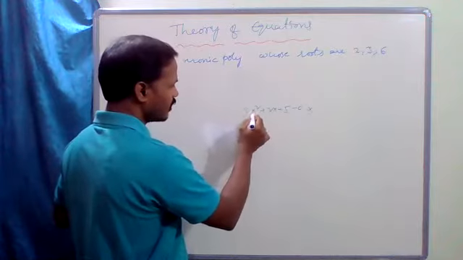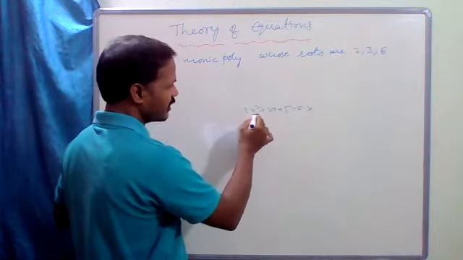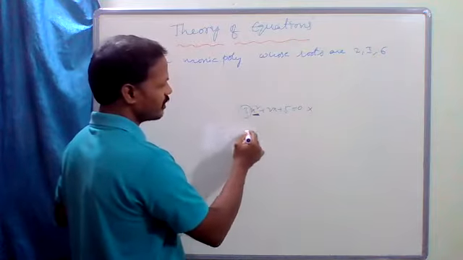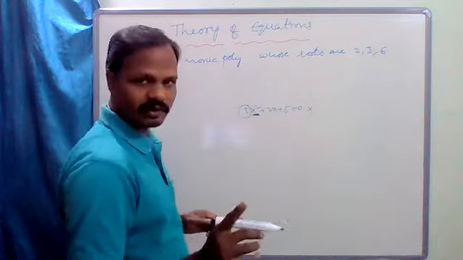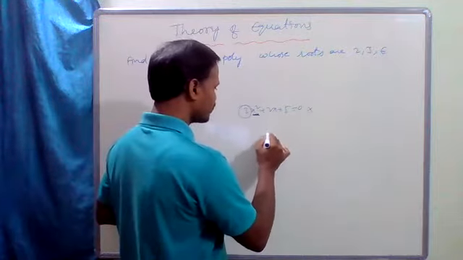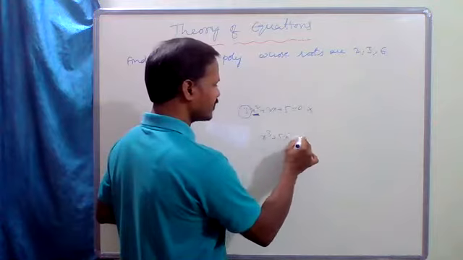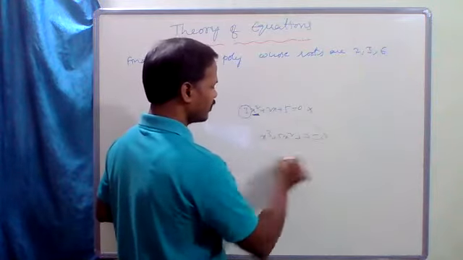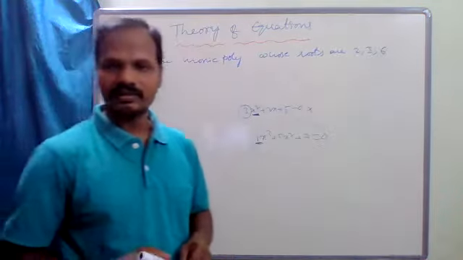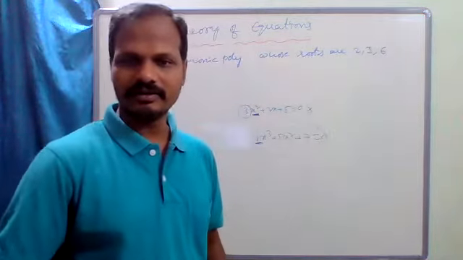Because what is the leading term here? The highest degree term, x square. So the leading coefficient is 3. If the leading coefficient is 1, then it is a monic polynomial. For example, x cube plus 5x square plus 7 equal to 0. Here the leading coefficient is 1, so it is a monic polynomial. Clear?